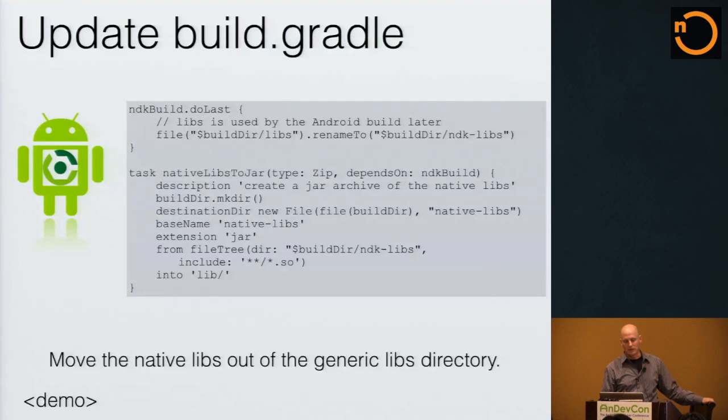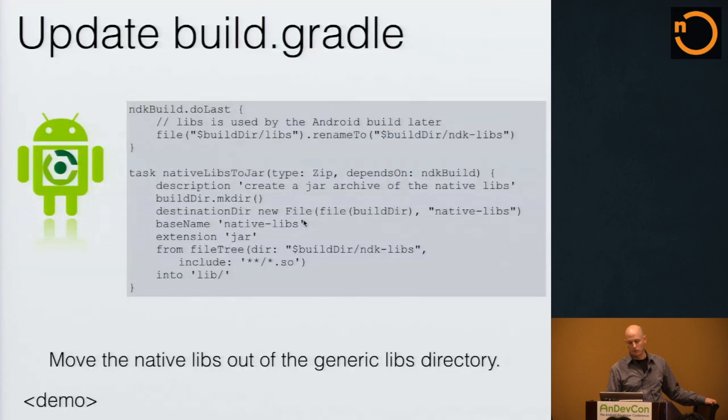And now, how do we get that put into our APK? Finally, we need to get that into our APK, right? So there's this other task here that's called native libs to jar. I'm terrible at naming things, but basically it's a zip type, right? So that's what a jar is.